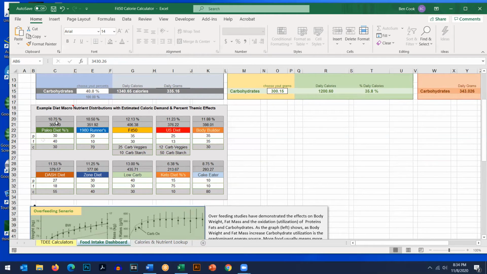Now, here are some other diets out there. And the higher this number, which is the percent of thermic effect, the more you're going to get a boost in your metabolism.